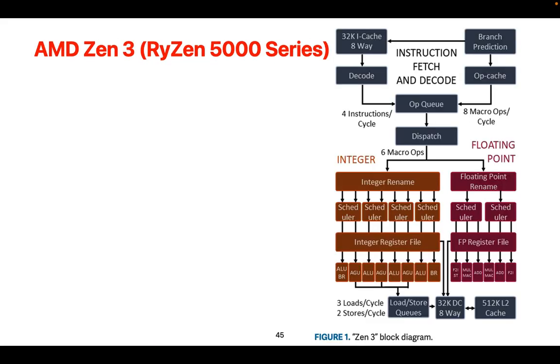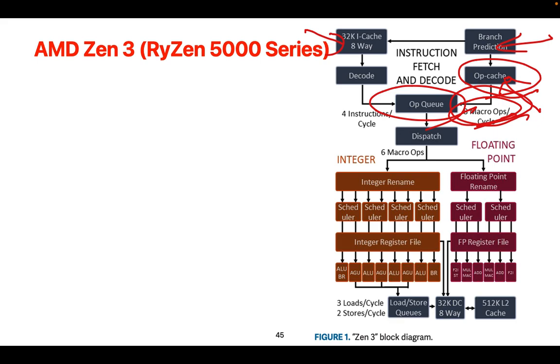And this is the processor you use for your homework, which is also a diagram from the paper that has been assigned, the AMD Zen 3 processor. As you can see, it also has an 8-way iCache and a branch prediction unit. Again, because this is an x86 processor, they also have the op cache. And it's kind of interesting, they call the original x86 instructions macro-ops. So then in the op queue, you can put the micro-ops.